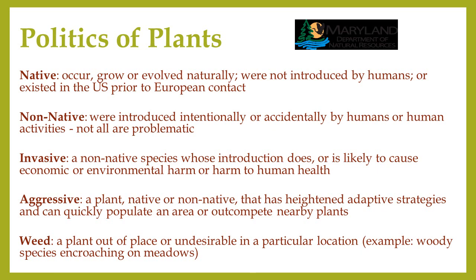2 other terms to think about. An aggressive plant can be native or non-native, but has heightened adaptive strategies and can quickly populate an area or outcompete nearby plants. Lastly, a weed is simply a plant out of place or undesirable in a particular location. For example, a woody plant species encroaching on meadows. It is funny how we are called the Anne Arundel Weed Resistance and Weed Warriors, but really we are focusing on the non-native invasives, also known as NNIs.